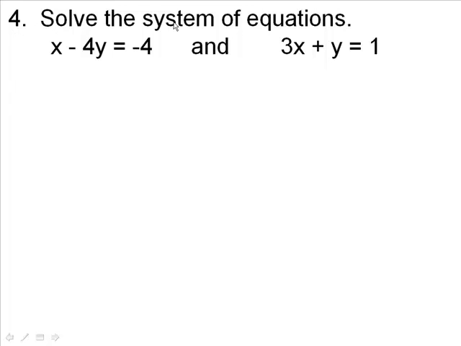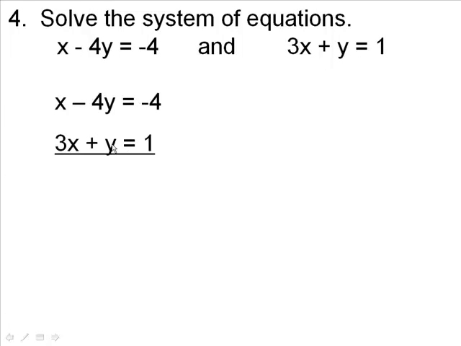Number 4, solve the system of equations x minus 4y equals minus 4 and 3x plus y equals 1. Let's write down the equations underneath each other and line up the like variables. Now we have a choice of making both of these into a 3 or making both of these into a 4. And since this has a minus and a plus, let's do the 4 here.